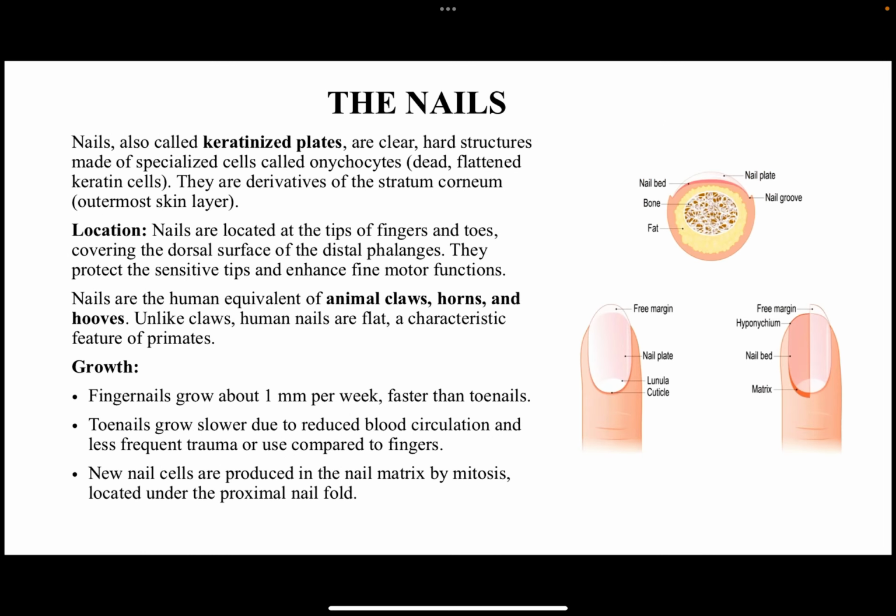Then we now move on to the next organ that we call the nails. Nails are also called keratinized plates.